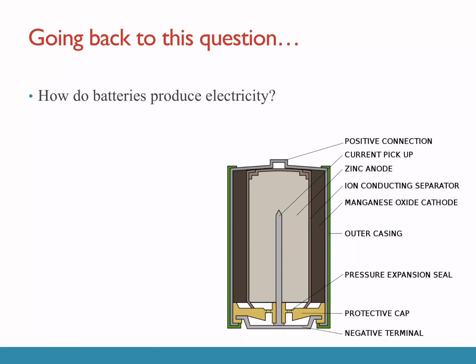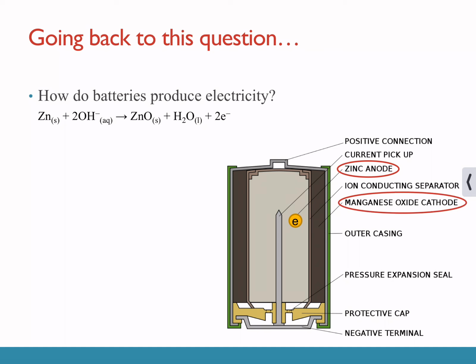Okay, going back to the question of how batteries produce electricity. This is your zinc alkaline battery. So what is happening here? We have the zinc anode. Anode means the oxidation side. So it will lose electrons. Where does it lose them to? There's the manganese oxide cathode, which will gain those electrons and they are taken out.